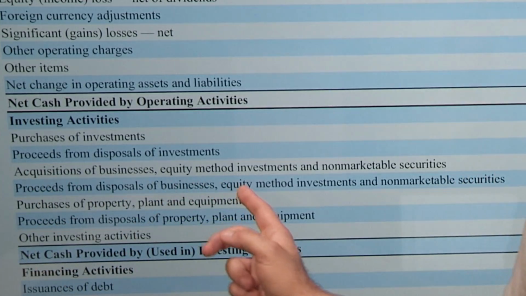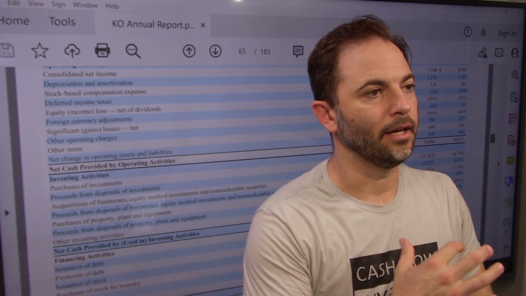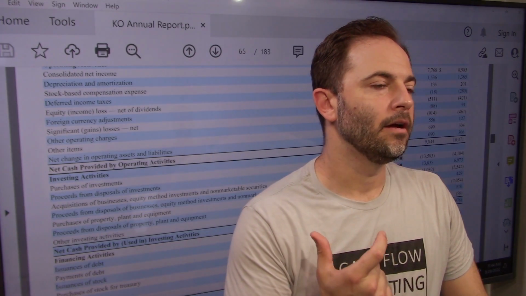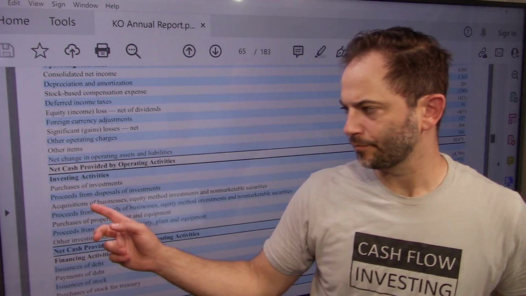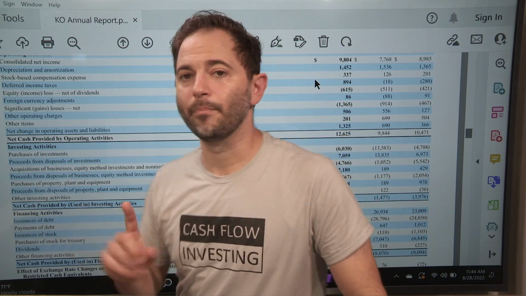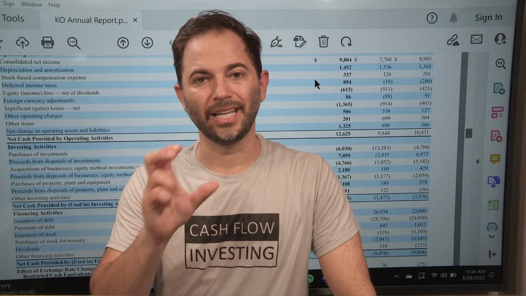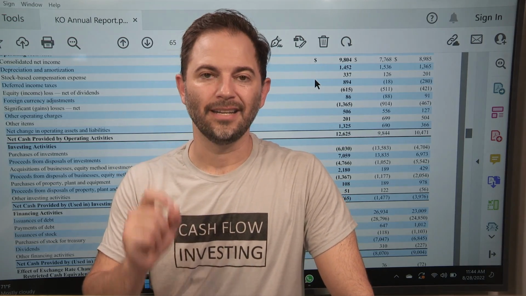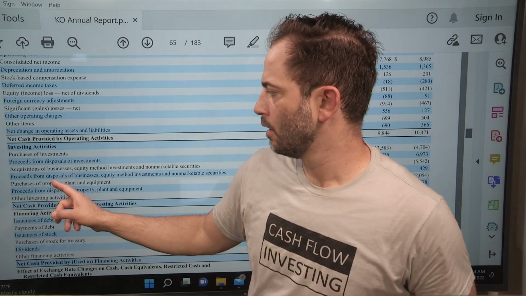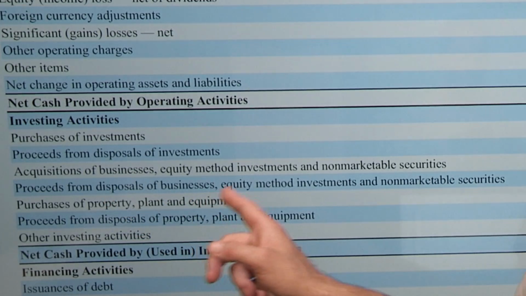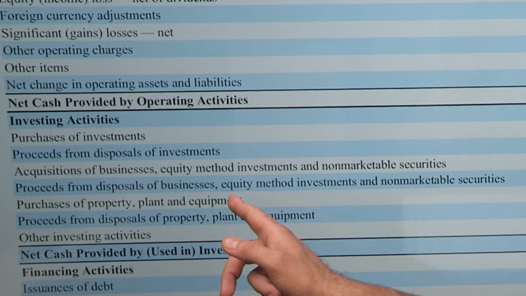Acquisition of businesses using the equity method. These are acquisitions they're making that aren't consolidated into the business. So if they buy 10% of Monster Beverage, that would be here. But it's not a purchase of investments. Purchase of investments for them is the treasury bonds. It's related to the cash they keep on the balance sheet, not an equity investment in a business, which is much more long-term. Proceeds from the disposal of assets from the equity method is just them selling. So this is buying equity investments, this is selling equity investments.